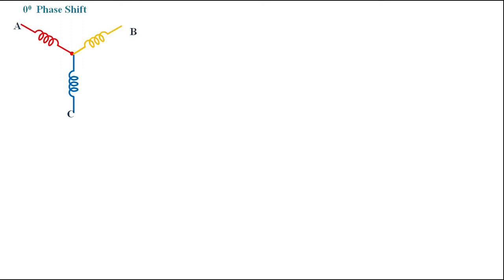We have the primary winding. It is star connected. Therefore, I am drawing A, B, and C in this way. And the secondary also has A, B, C, the phase sequence. You can see this phase A lies in the same plane as the primary. B has the same plane as the primary. Then the secondary of phase C is in plane with the primary of C.